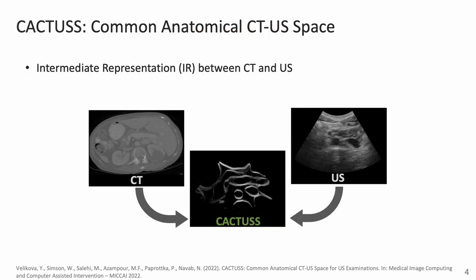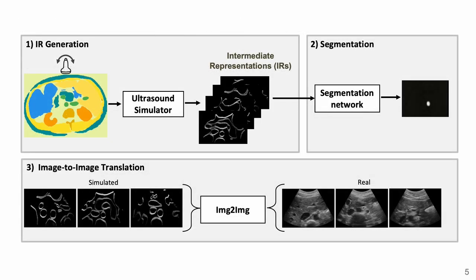This issue has been addressed in recent works where an intermediate representation image between CT and ultrasound has been proposed. This IR was then used to train a segmentation task in that image space. First, a large set of IRs is generated and used as a training set for the segmentation task, with the CT label serving as supervision. As an additional step, an image-to-image network is trained to close the domain gap.